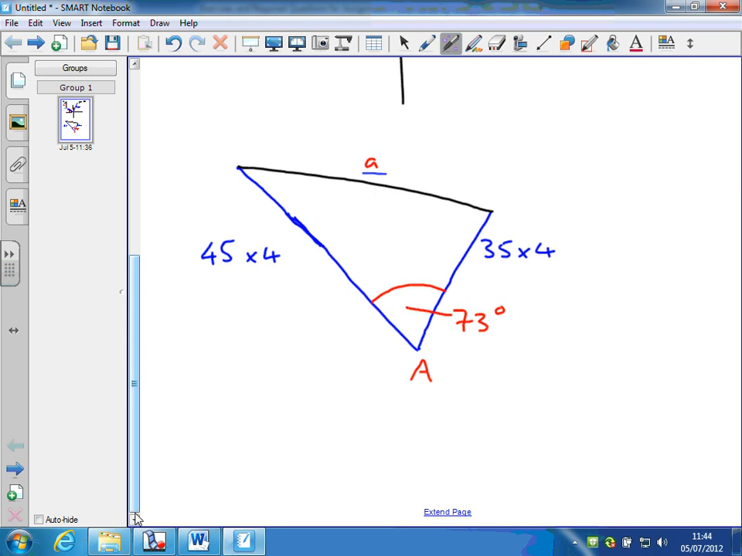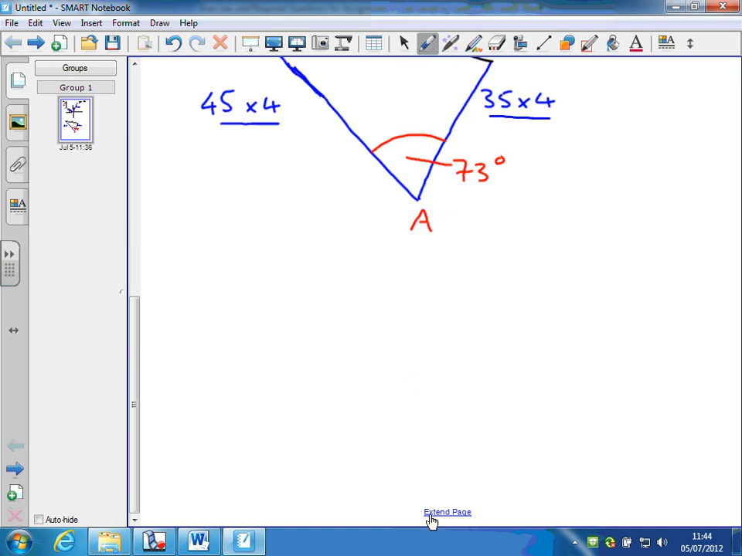Why do we need to use the cosine rule? Because we know none of the ratios. We know one angle, but we don't know the side opposite. In fact, that's what we're after. We know these two sides, but we don't know the angles, so we can't use the sine rule. So we're going to use the cosine rule.